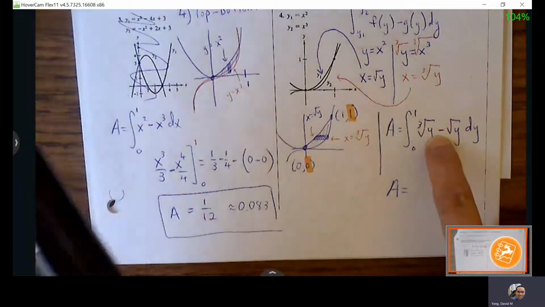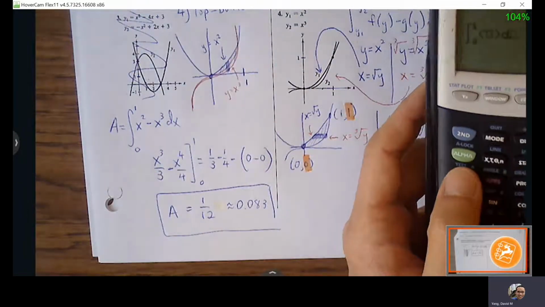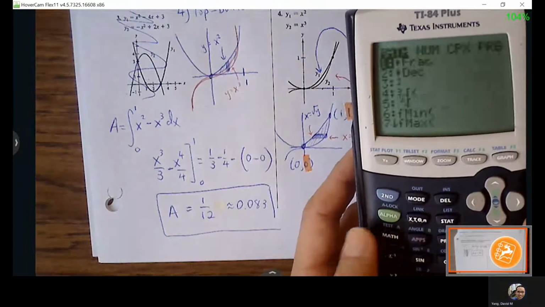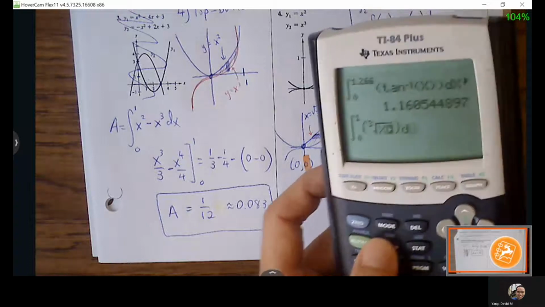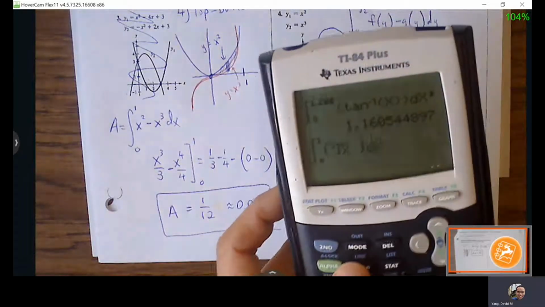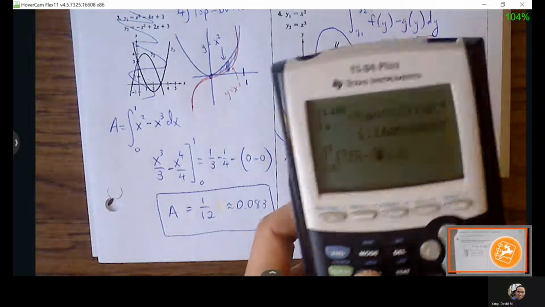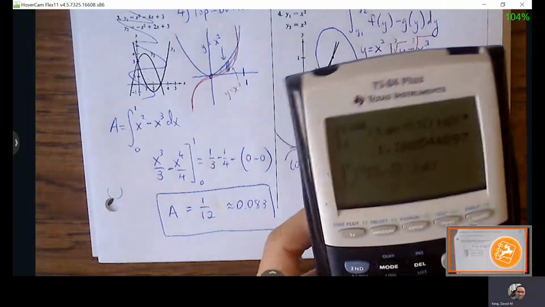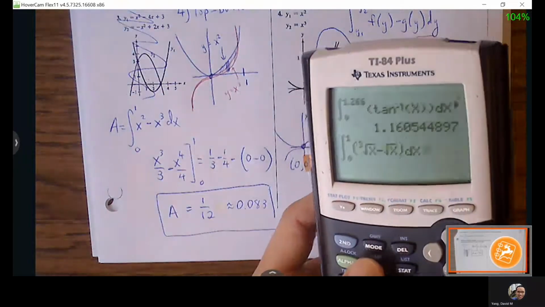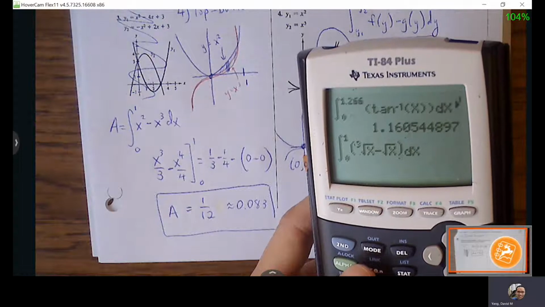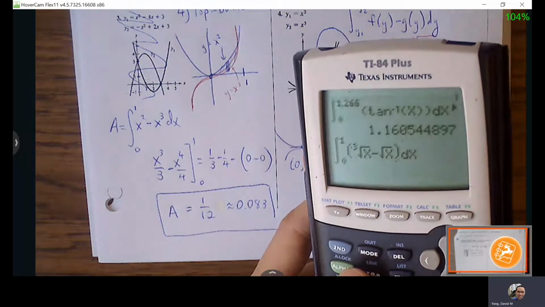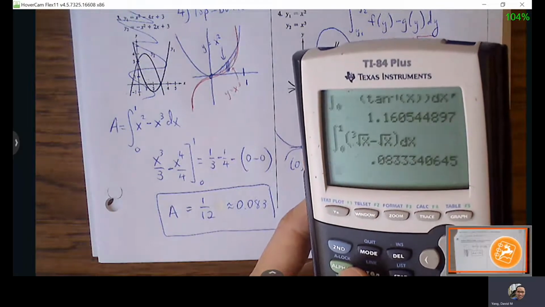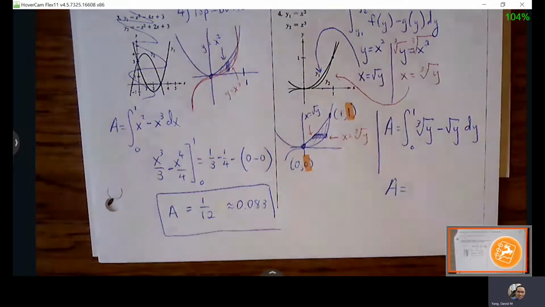If you want to get the cube root, you do math 4. Math 4 will take you to cube root. .0833.